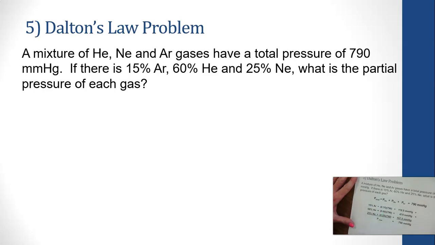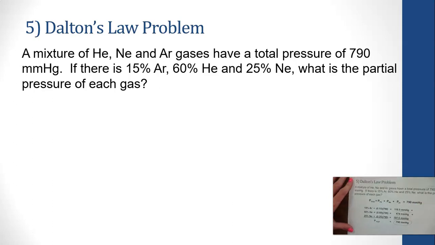Oh, see, that's why I quit using that one. 790 millimeters of mercury. So 15% of 790 is 0.15 times 790, which gives me this pressure. 60% is helium. 0.60 is 60%. 0.60 of 790 gives me 474. And then same thing, 25% of that 790 is neon, so 0.25 times 790 gives me this. So the total pressure is 790 millimeters of mercury. When you add them up, you can check yourself and make sure.